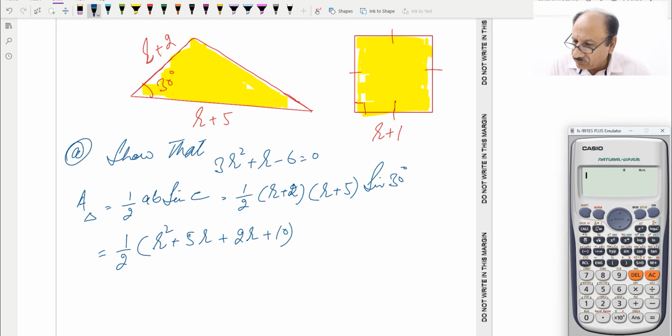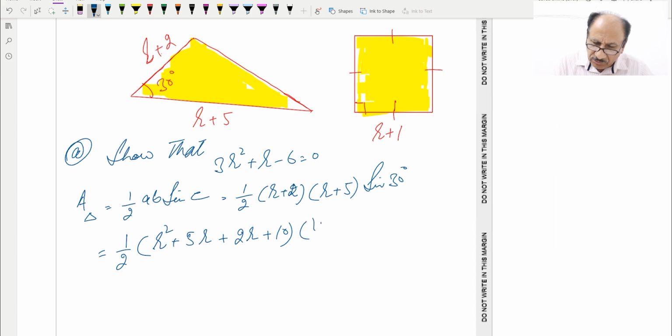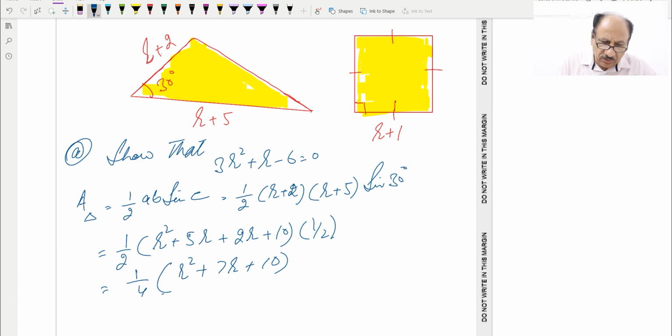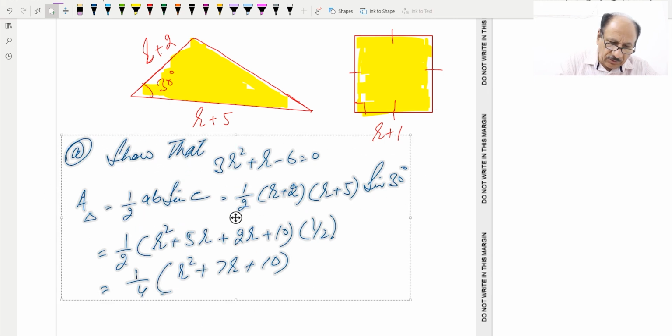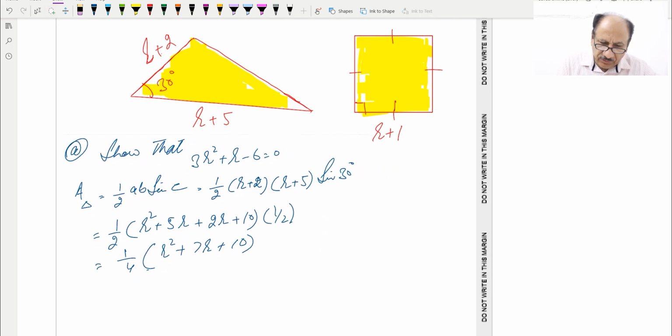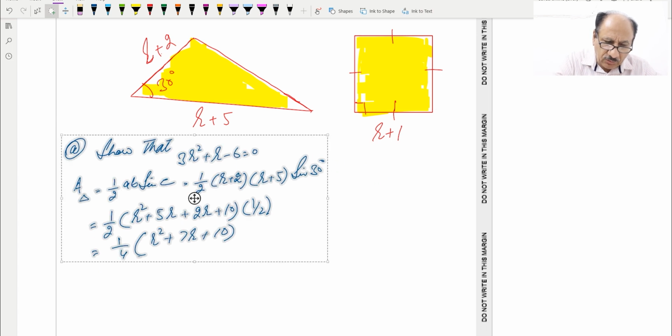30 we can check on this calculator. Sine of 30 will be equal to 1 by 2. Your calculator should be in degree mode. So this is written. So this will be 1 by 4 of r square plus 7r plus 10. This one. Now I will shrink this a little and we will be finding the area of the square also.